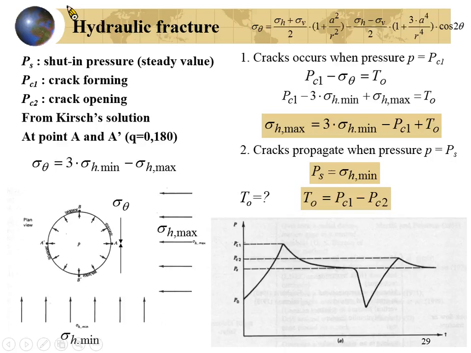Because the fracture will propagate along the least resistance. Where is the least resistance? You have sigma theta equals 3 sigma h minimum minus sigma h maximum, right? How about along this direction? This direction will be 3 sigma h maximum minus sigma h minimum. This barrier will be larger than this one. So the fracture will propagate along this direction. Okay, can I give you another example?